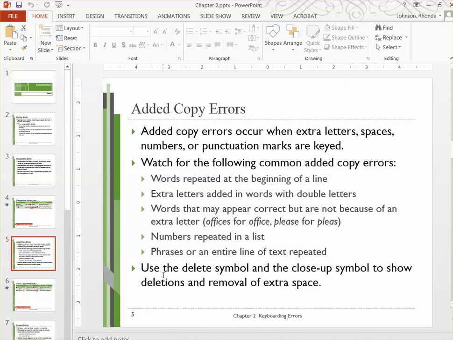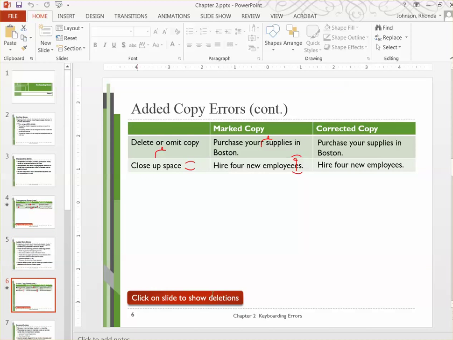So, if you're going to be the proofreader and find that kind of error in someone else's copy, then you're going to use the deletion symbol, and there's a couple of them that are used for similar purposes. One is the delete or omit copy, and it looks like this little guy up here, and you watch my mouse, the way to write it on the page looks like go around and then up.